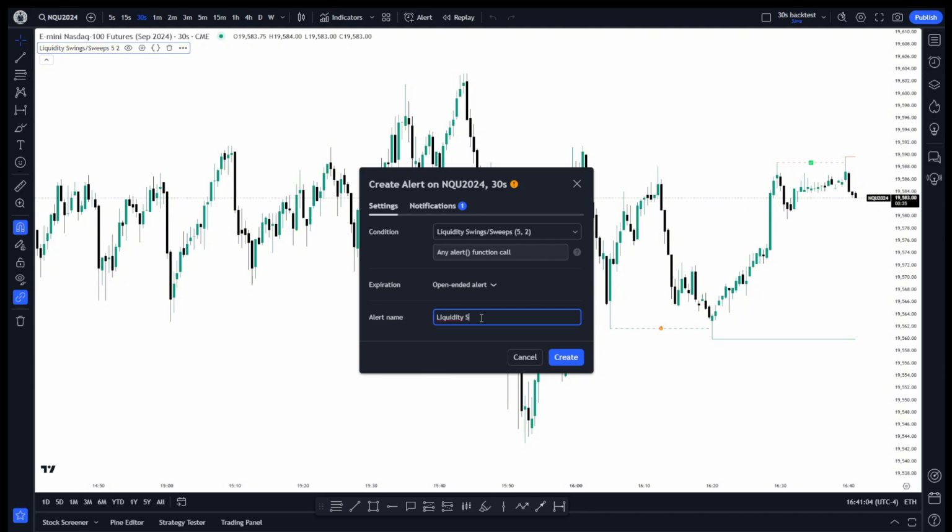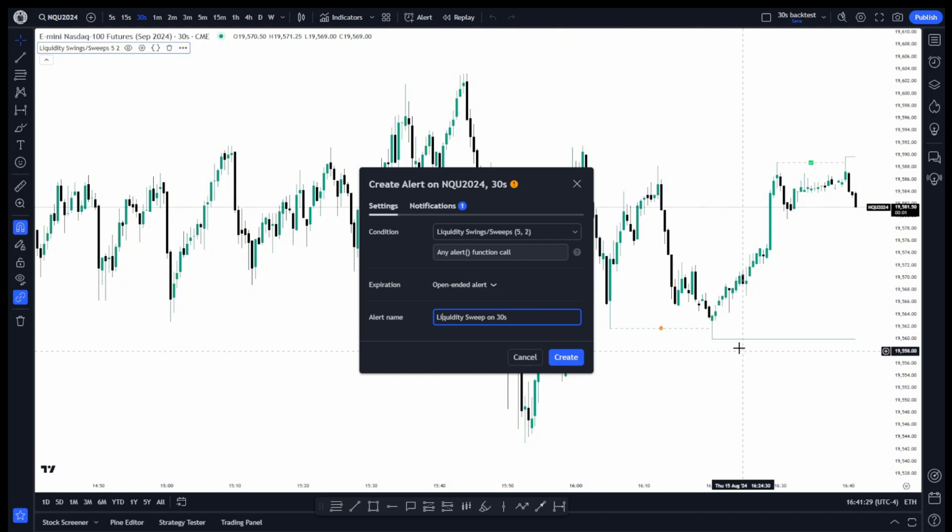So liquidity on the second time frame to reflect the time frame that I'm on, because you may have multiple charts on multiple time frames and you may be using the indicator on all of them. So you want to know on which time frame the liquidity was swept. And this is the quickest and easiest way of doing it. And now once you click create, the alert will be created.